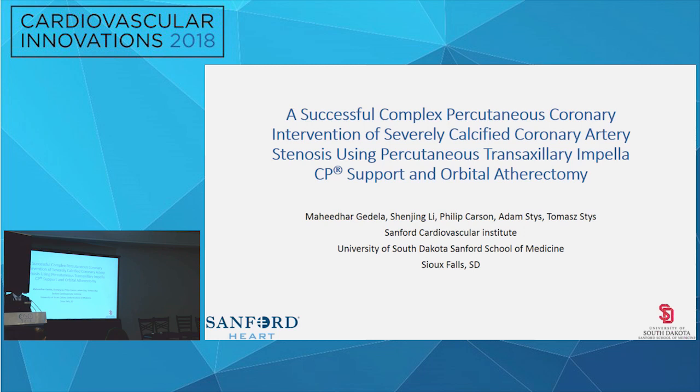So I'm going to present a challenging case of orbital atherectomy and hemodynamic support with Impella in an elderly woman that was done at our institution earlier this year.